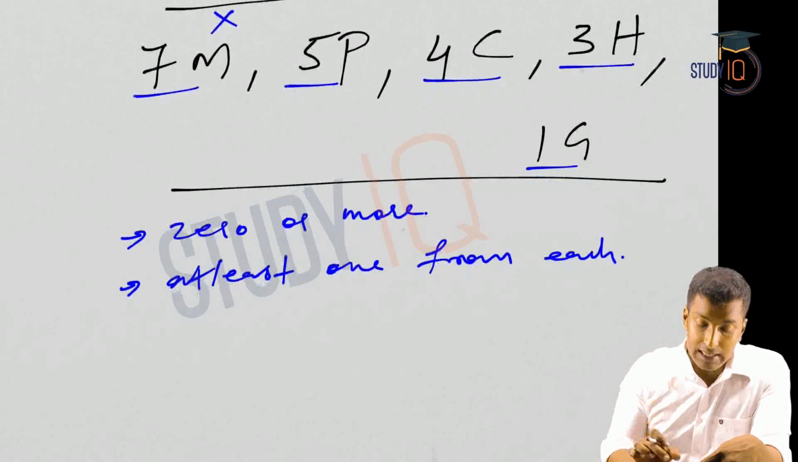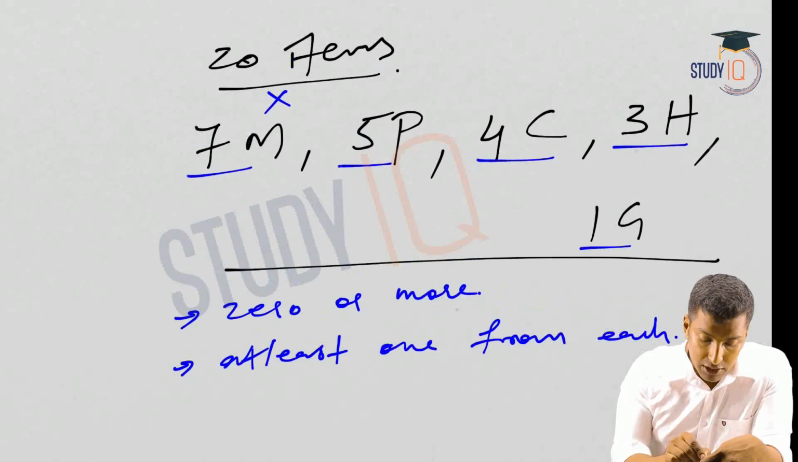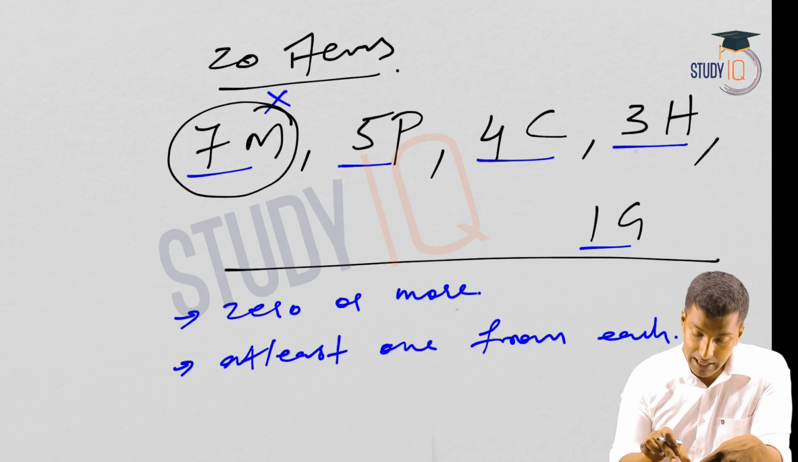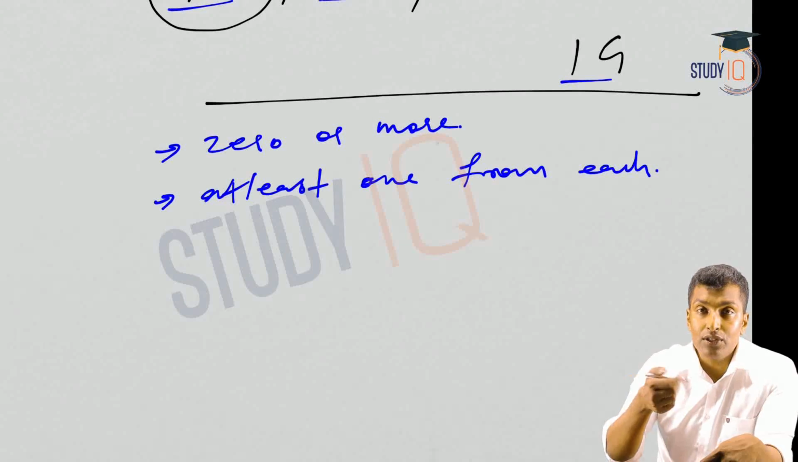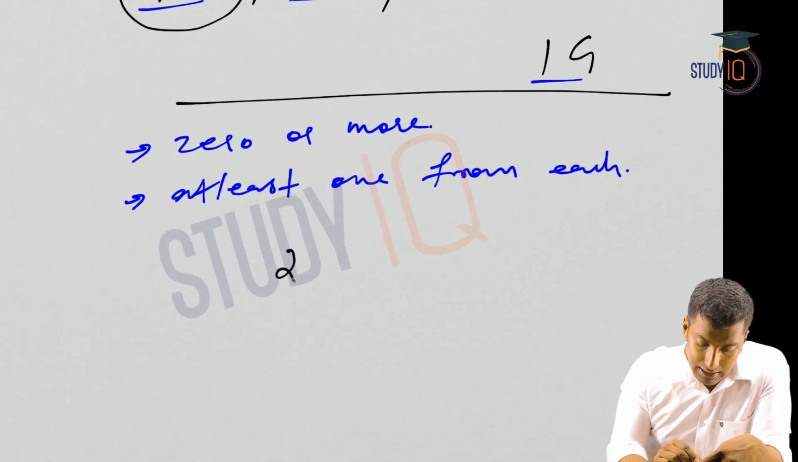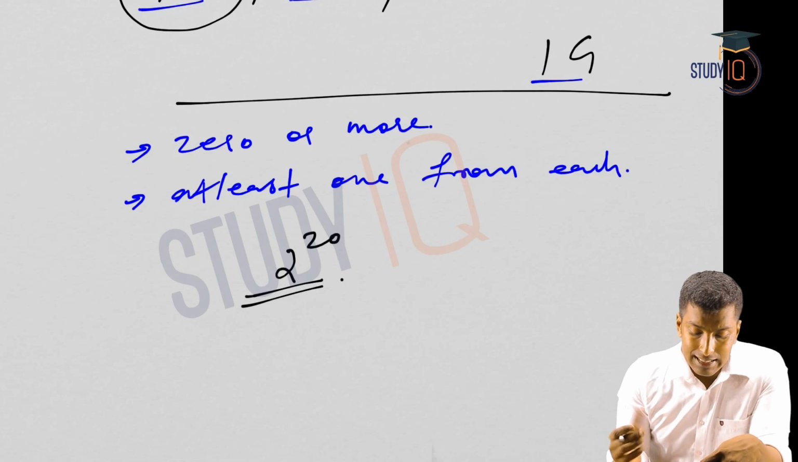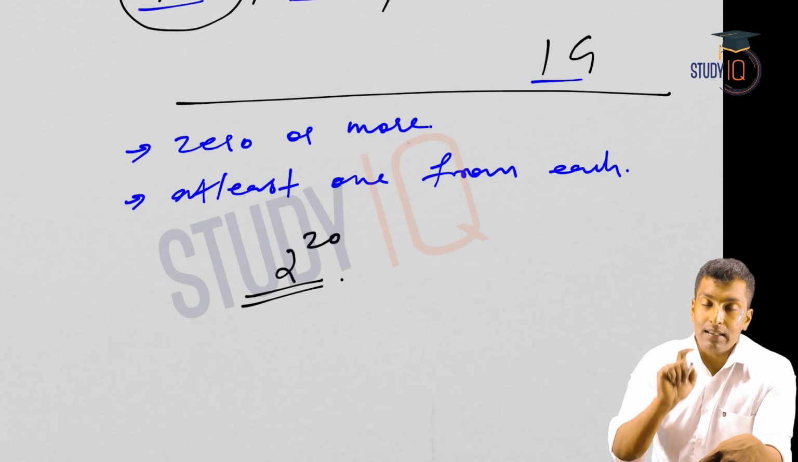So selection of 0 or more means, as you can see here, this is 2 raised to 7. That is 2 raised to n, where n is 7, so the total is 20, which is nothing but 2 raised to 20. 0 or more means 2 raised to 20. So what does that mean? 2 raised to 20 means there is a problem here.